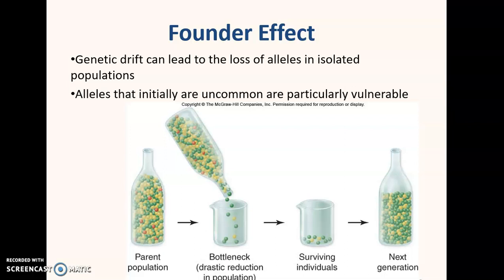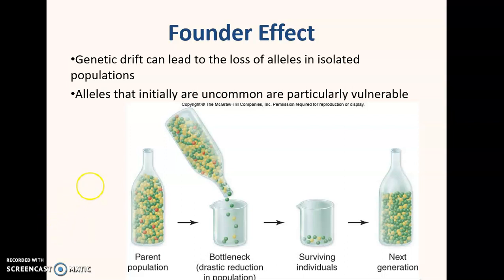These alleles then become fixed. They're at either 0% or 100% of the population. Alleles that are rare in the first place are particularly vulnerable. There's a greater chance that the founders, or the individuals that remain after a bottleneck, will not carry those alleles.